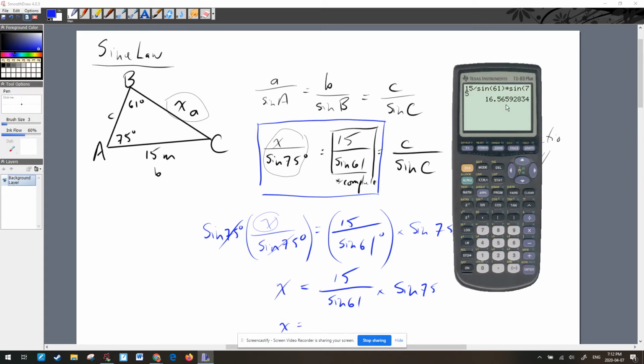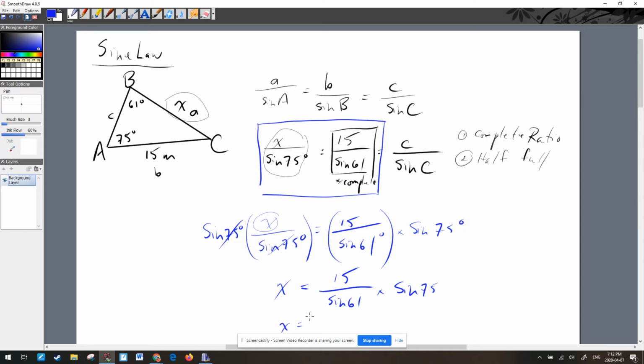So I'm going to come back down here and say excellent. So I've got 16.57, and the units here are meters. So I found, and hopefully you did as well, the unknown side length.